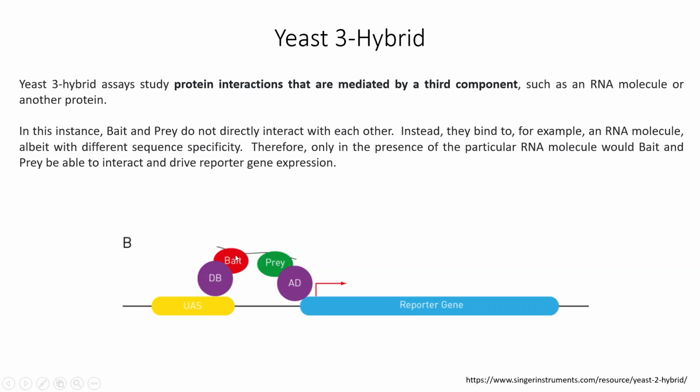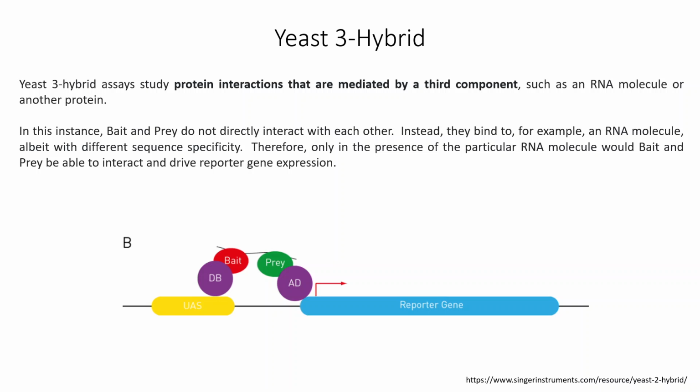So what would happen is bait is bound to your DNA binding domain, prey is bound to the activating domain. And if this, say, RNA molecule were to come and bind and bring these two together, then only would we have DB and AD coming close to one another and again reporter gene expression. In this case, the reporter gene can be the beta-galactosidase enzyme that can have a coloring effect with X-gal substrate, right? So I hope that is clear for everyone. These are the different types of yeast 1 hybrid, yeast 2 hybrid, and yeast 3 hybrid systems.